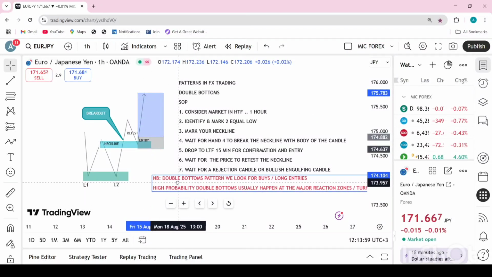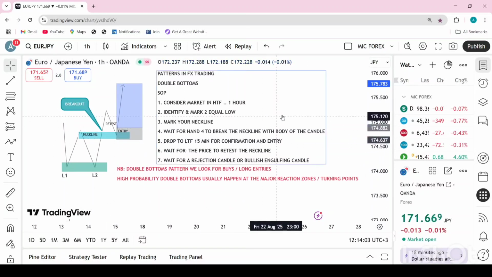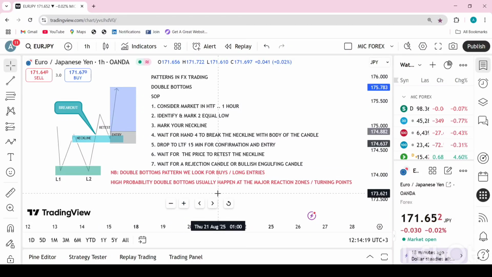When the market is turning, if you spot a double bottom there, then take a buy with full confidence, knowing that if that is a major reaction point, it's going to be a very important, higher probability setup for you to be able to take a buy. So high probability double bottoms usually happen at the major reaction or turning zones.